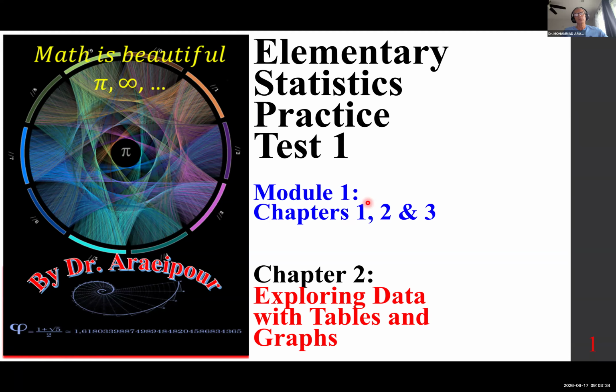Good morning, class. Here's elementary statistics practice test number 1, covering module 1, chapters 1, 2, and 3. Here's chapter 2, exploring data with tables and graphs.